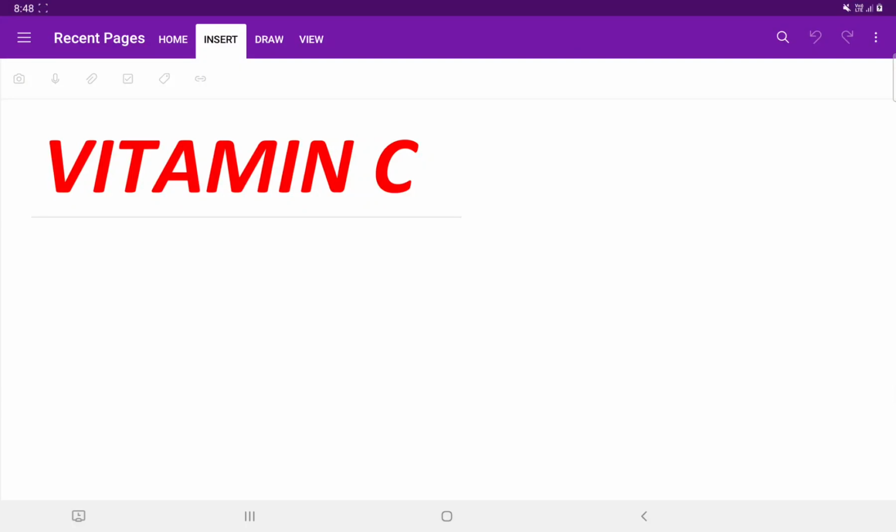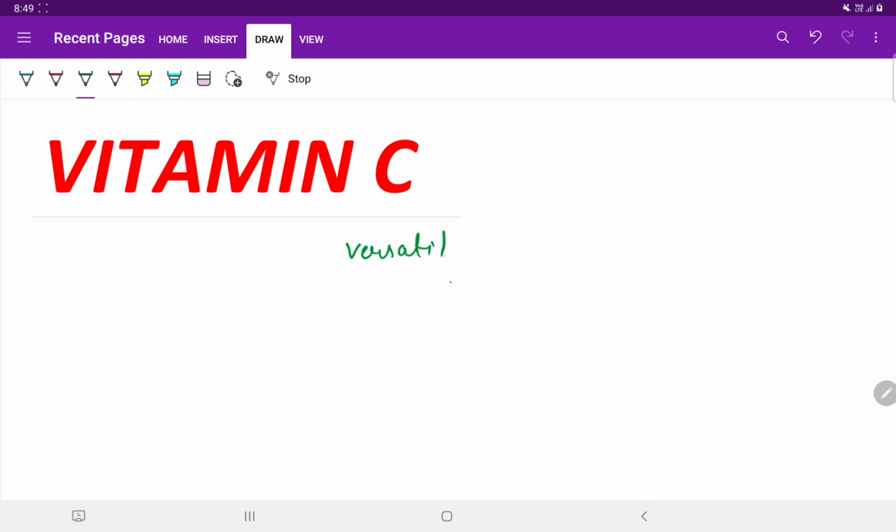Welcome students. So in today's class we shall be starting with our new topic of water soluble vitamins. So let us first start with the first water soluble vitamin, that is vitamin C. It is a very versatile vitamin, and it plays an important role in human health and diseases.